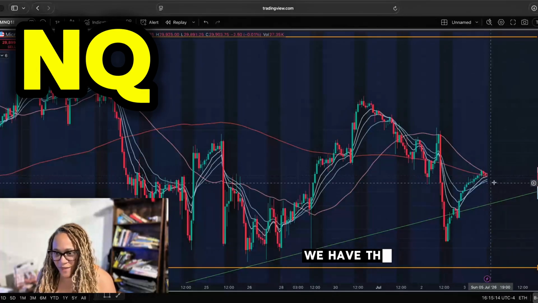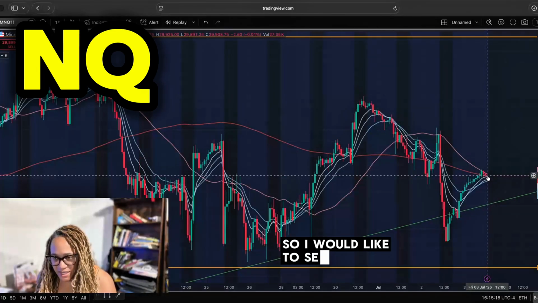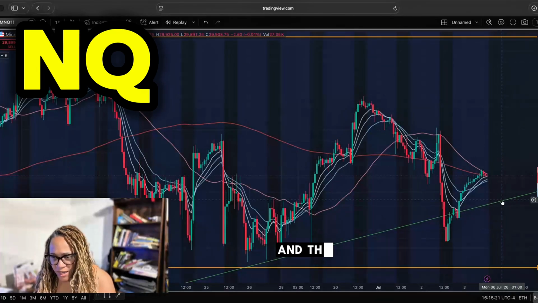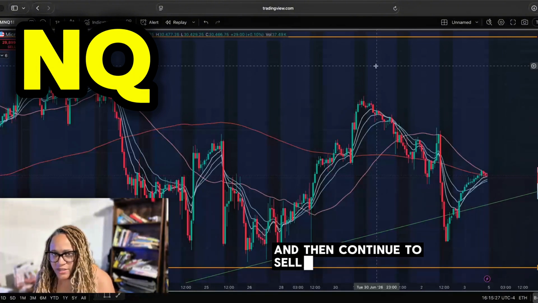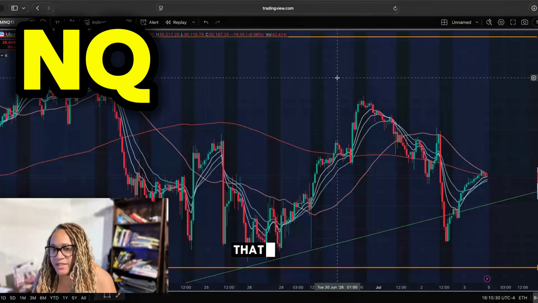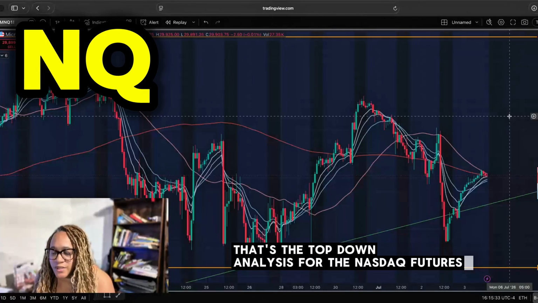So anyway, we have this. So I would like to see maybe a slight pull up here and then pull down, or even a gap down. And then I would just wait for a pullback and then continue to sell down. That's what I'm looking at as the NAS. That's the top-down analysis for the NASDAQ futures. We're going to move to the next one.